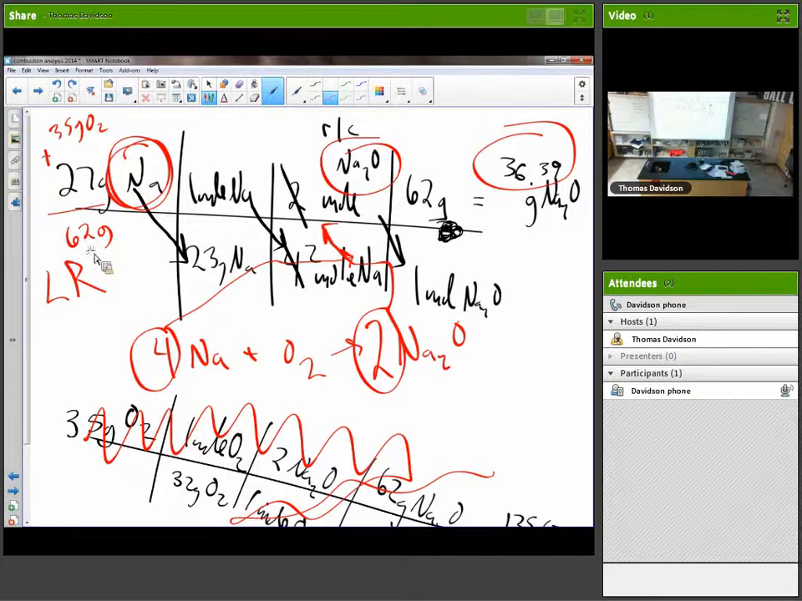62 grams. So if I made 36.39, I just subtract that from what I started with, and that will tell me my excess reactant. 27.61. So pretty much all you're doing in these is, you don't like minus them or anything. You just pretty much find the lowest one. That's the limiting reactant. Take your excess reactant from your answer and then minus that.